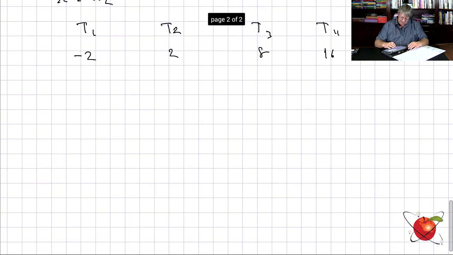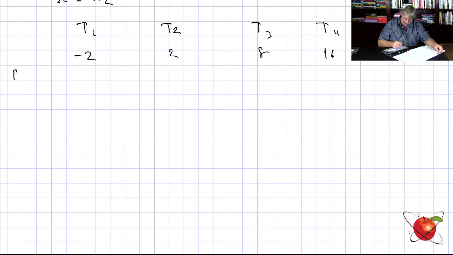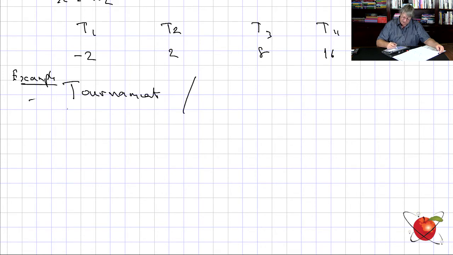The next example that I've got are either tournament, or I call them handshake problems. Tournament or handshake problems, okay?